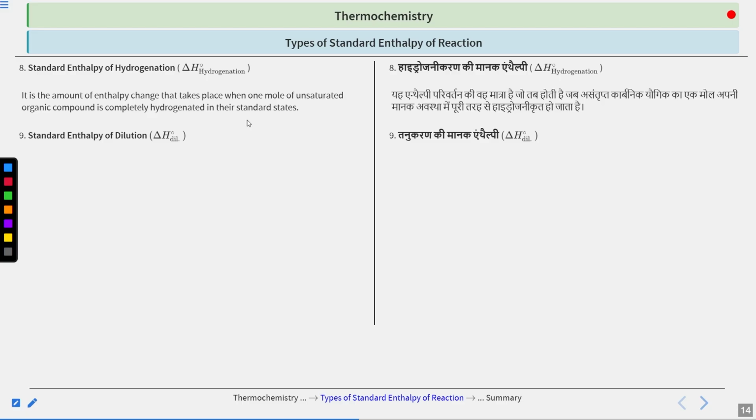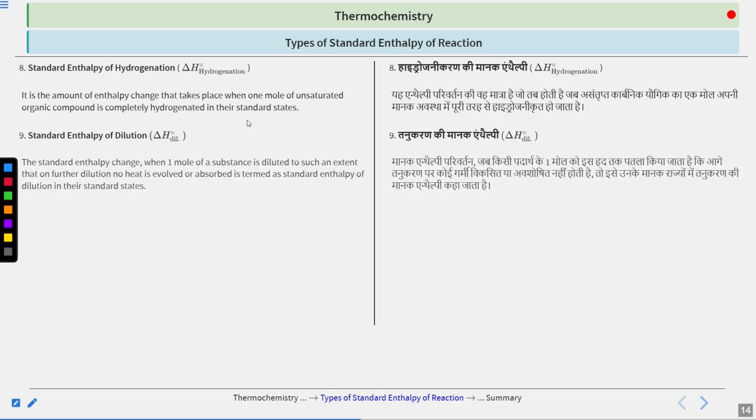Next, we have standard enthalpy of dilution. So what is standard enthalpy of dilution? It is basically when 1 mole of a substance is added to such a large amount of solvent that no heat is released or absorbed on further addition. Clear?